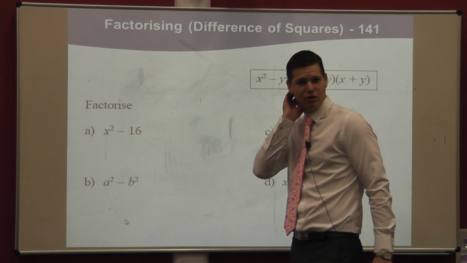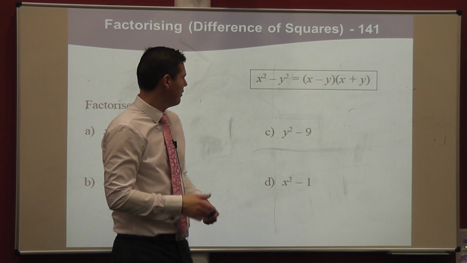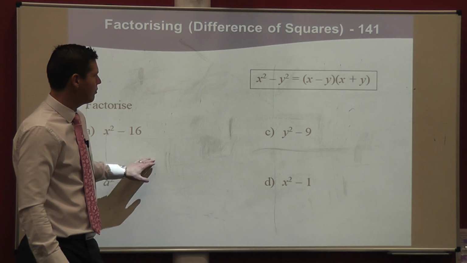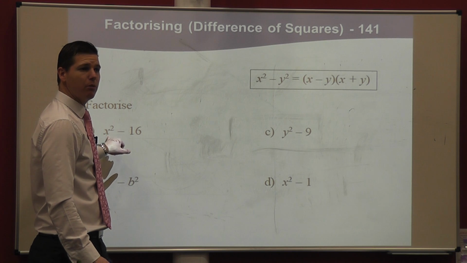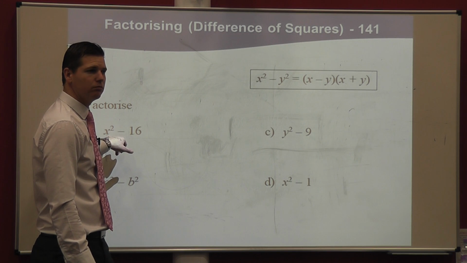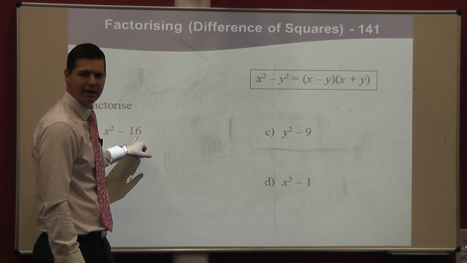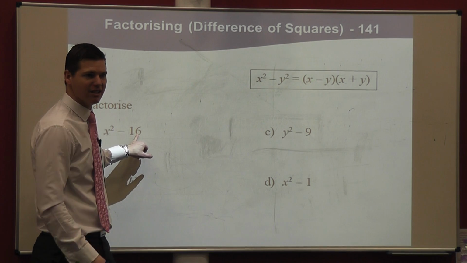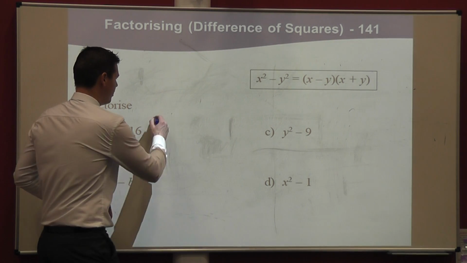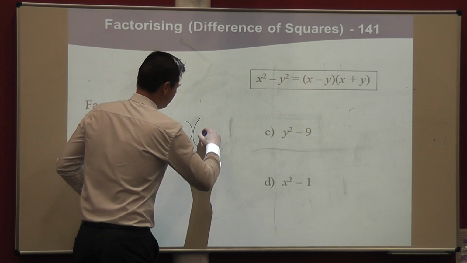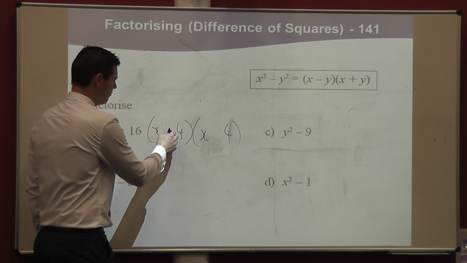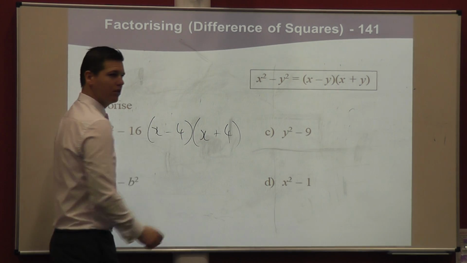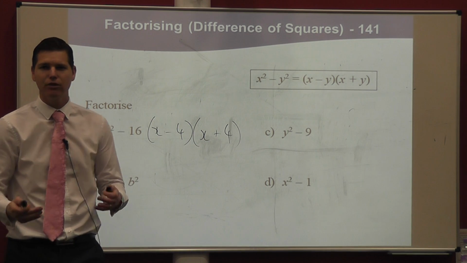Factorise, this is actually a difference of squares factorisation. So in this particular question, what we're looking at is what 2 numbers can I multiply together to get x squared? x and x. What can I multiply together to get 16? What can I square to get 16? 4. So all you do is you go x, 4, and what you end up with is a minus and a plus. Difference of squares. That's how you factorise that.